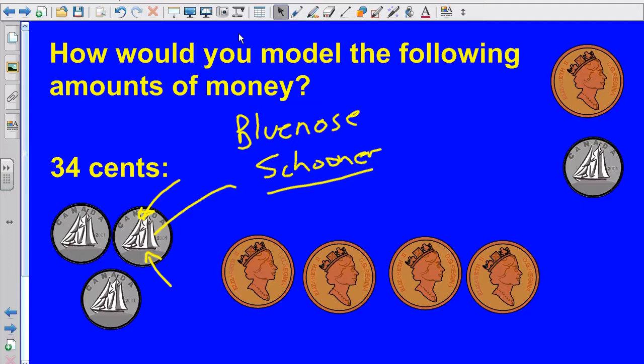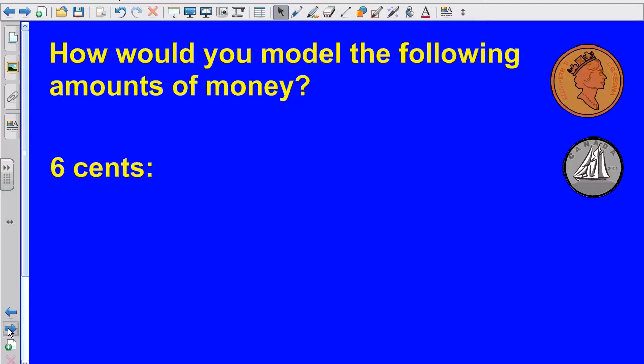Okay, I don't want to get caught up on this. Let's continue with the next lesson. Your parents are listening to this, they don't need to listen to all this. So how would you model the following amounts in money this time, David? You come up and you try it.